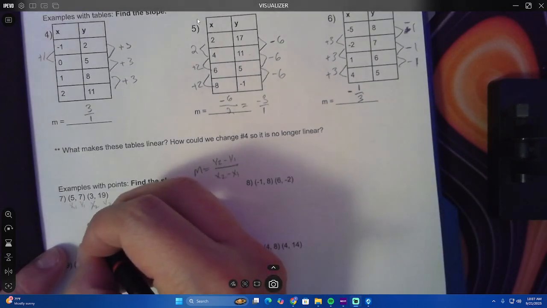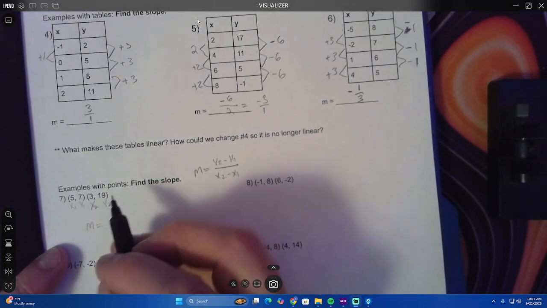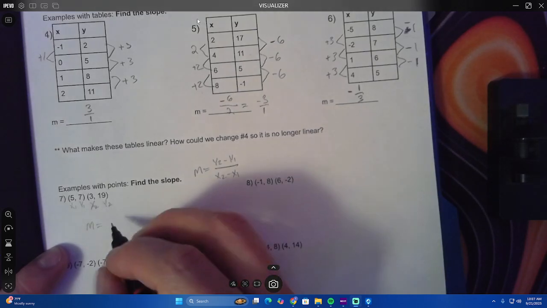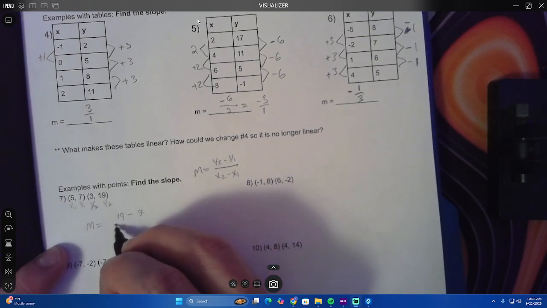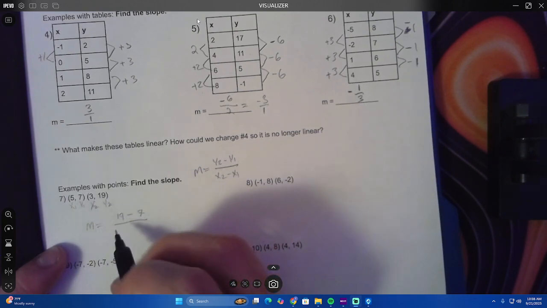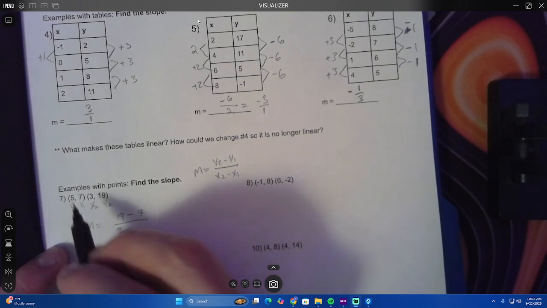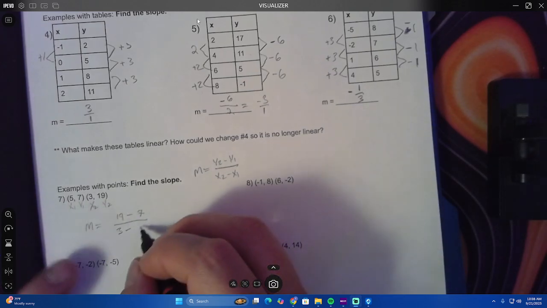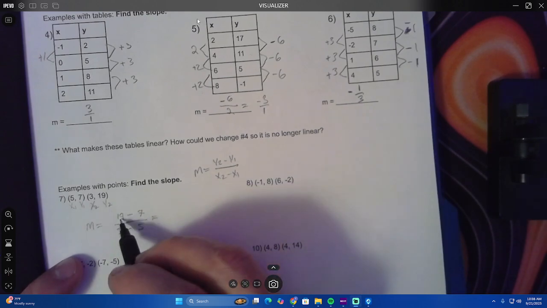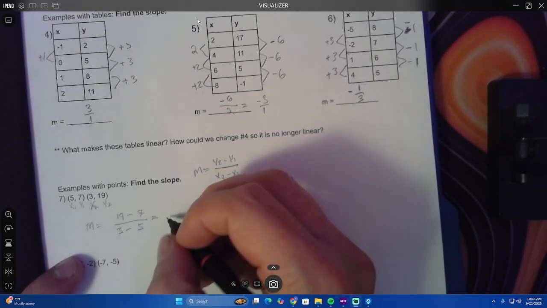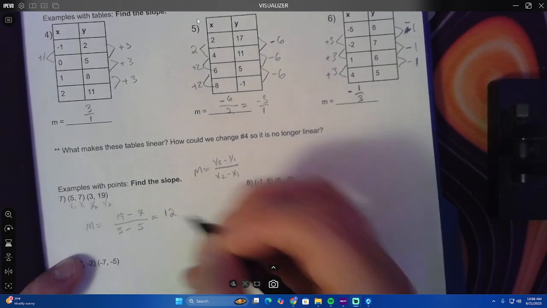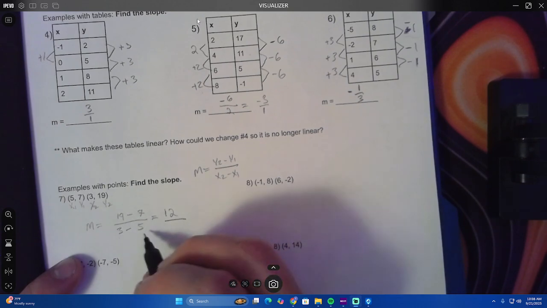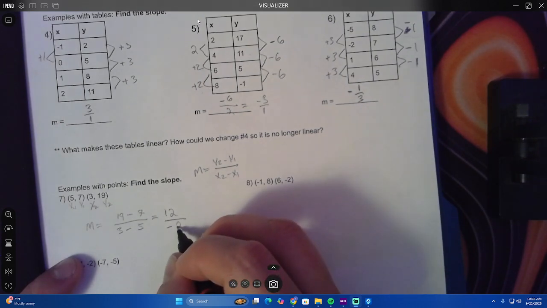Now, when I'm calculating my slope, I can do my y2 value, that 19, minus my y1 value of 7, all over my x2 value of 3, minus my x1 value of 5. Now on the top, 19 minus 7 is 12. And on the bottom, 3 minus 5 is negative 2.